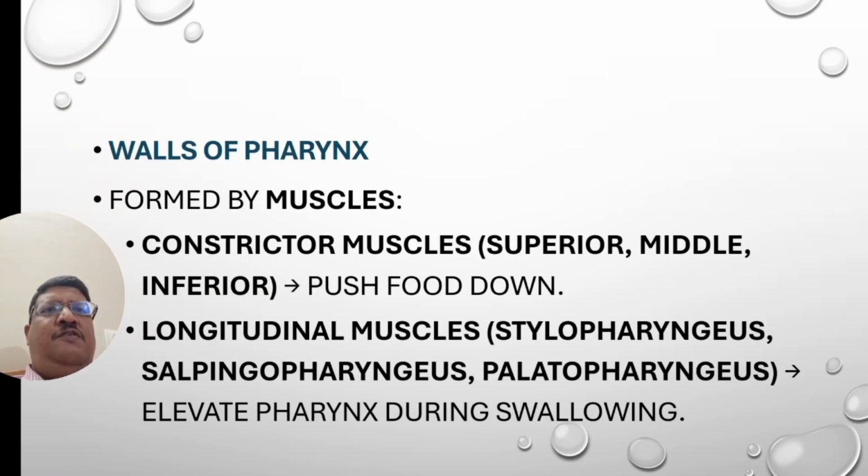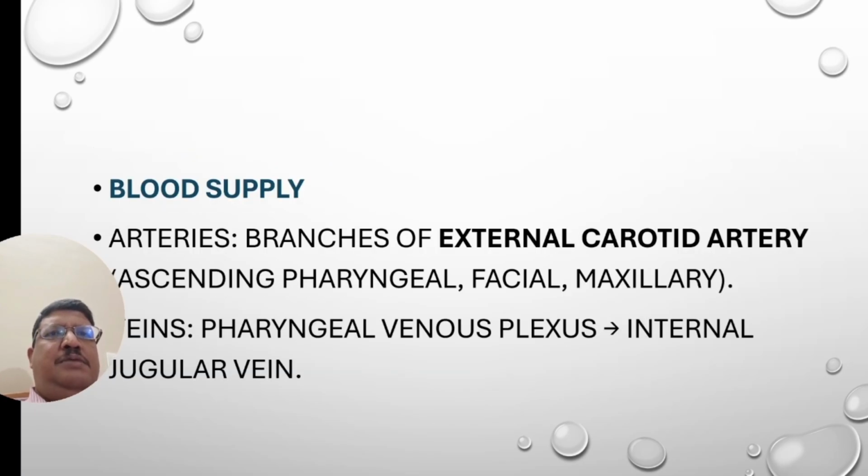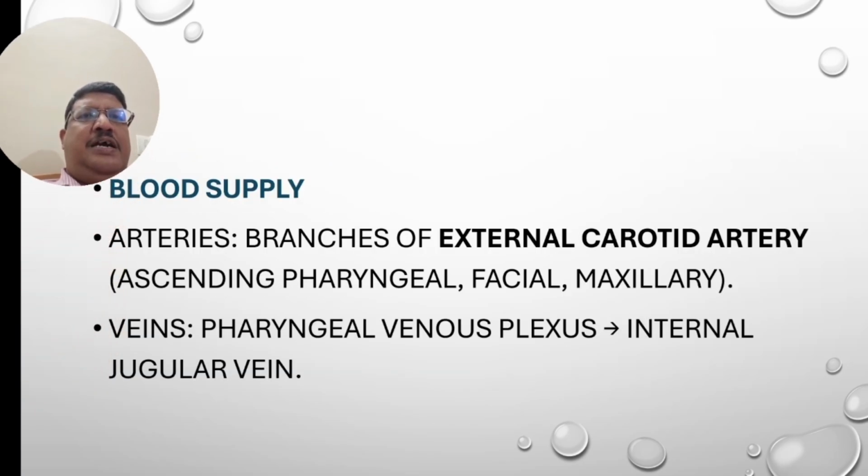The wall of the pharynx is formed by muscles: constrictor muscles, superior, middle, and inferior, which push food down; and longitudinal muscles, stylopharyngeus, salpingopharyngeus, and palatopharyngeus, which elevate the pharynx during swallowing. Blood supply: arteries are branches of the external carotid artery, ascending pharyngeal, facial, and maxillary. Veins: pharyngeal venous plexus, internal jugular vein.